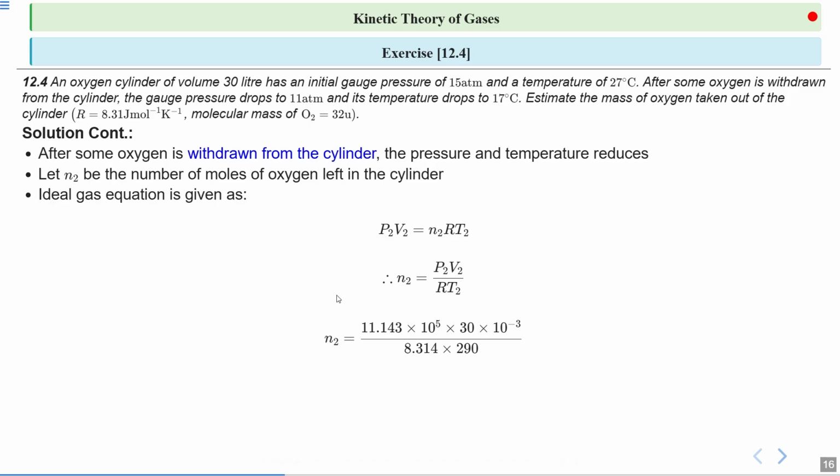So let's substitute the given values into our equation. N2 is equal to 11.143 into 10 raised to the power 5 into 30 into 10 raised to the power minus 3, divided by 8.314 into 290. After performing the calculation, we find that N2 is equal to 13.86 moles.